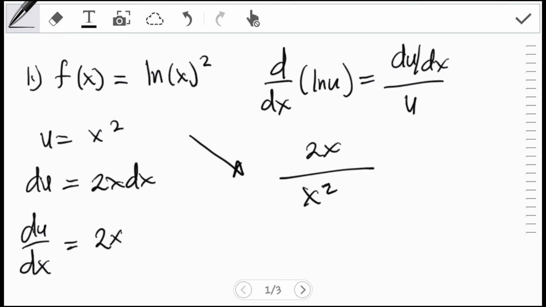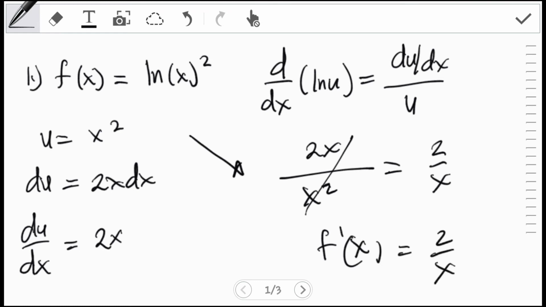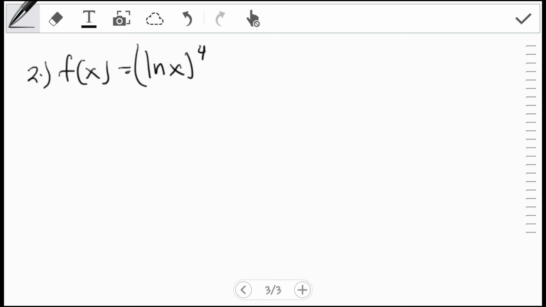Simplify in terms of x, so 2 over x. The derivative of ln of x squared is 2 over x. That is the final answer. Next, find the first derivative of f of x equals the quantity ln x to the power 4.